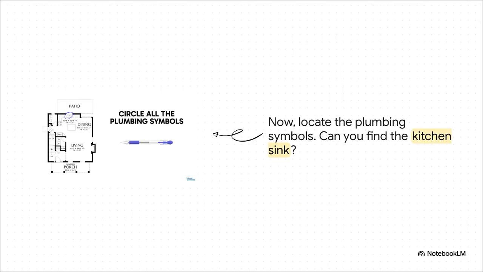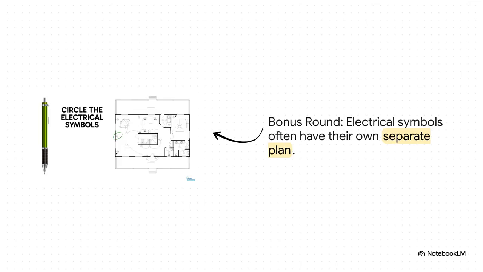Okay, let's switch gears. In that same area, can you find the plumbing symbols? Where's the kitchen sink? You got it, right there in the dining area, that double basin symbol. And look over on the left, you can see those 2 squares for the washer and dryer hookups. Perfect. And now, it's time for a bonus round. Remember how we said electrical symbols often have their own plan? Here's what that looks like. You can see all these little symbols for outlets on the walls, switches right next to the doors, and those circles in the ceiling are the light fixtures. It's a whole other layer of information.